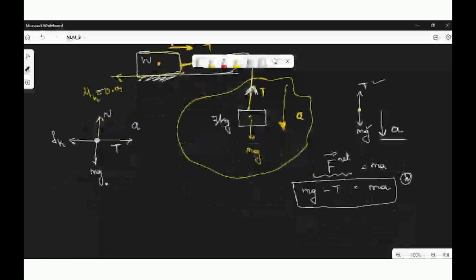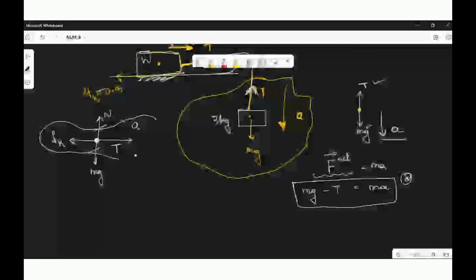So what is the equation you will get? N balances mg, I will not write it. I am interested only in the horizontal equation because the object is moving along the horizontal direction, and my acceleration is this way. So tension is to be taken positive. F net equals M into A. So T minus Fk should be equal to its mass, I'll use the notation capital M because this is a different mass, into the same acceleration.